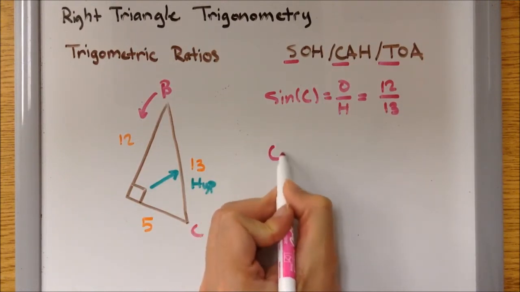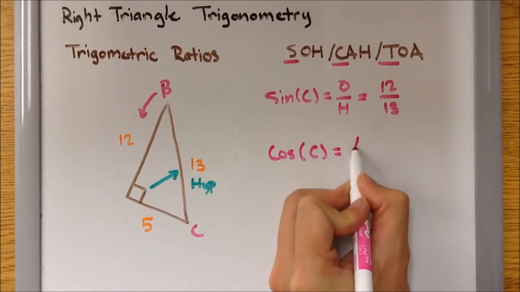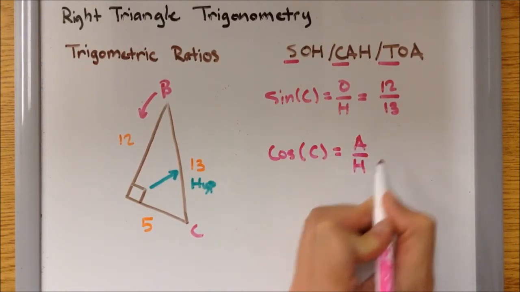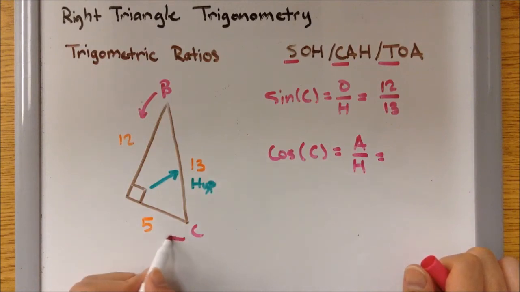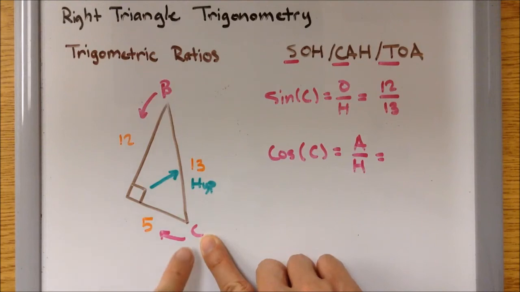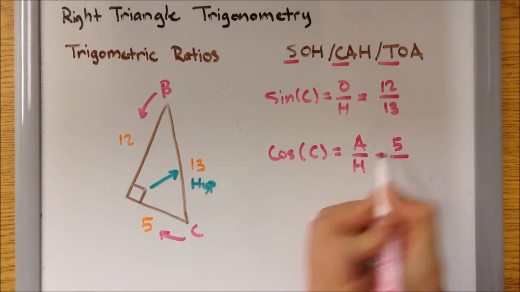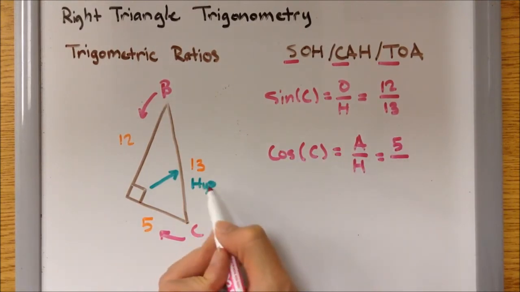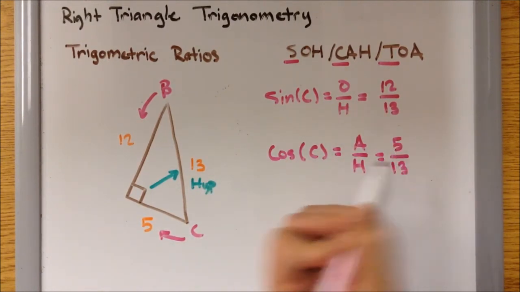Alright, next we're going to do cosine of C, which is adjacent over hypotenuse. Adjacent means next to C. So this will be next to. From angle C, the side that is not the hypotenuse but next to C is 5. And then hypotenuse stays the same, so it's going to be 13. So cosine of C is 5 over 13.